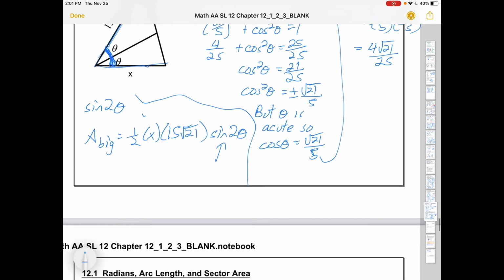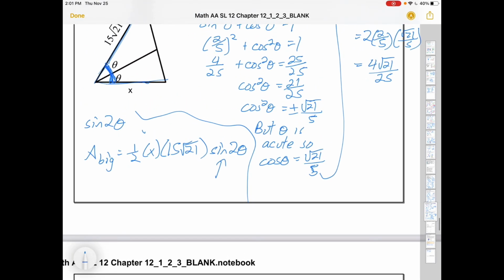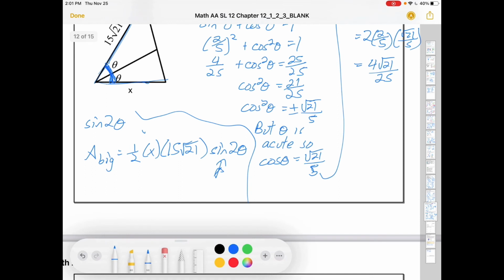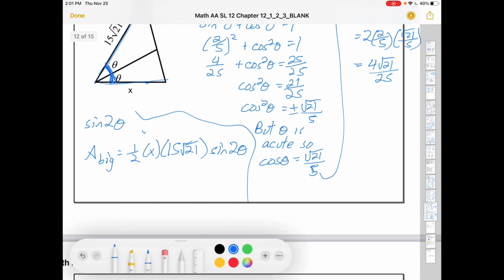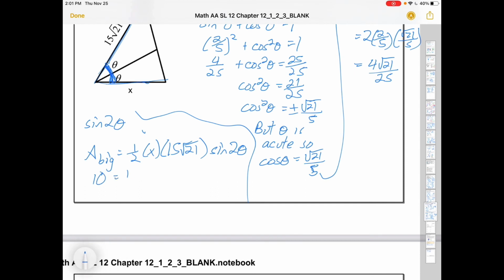Great. I'm going to have a hard time fitting this all in, but I'll do my best. I'm going to come back to it on the left here, where I had already set up the question. And now I can put more stuff in. I do know that the area is 10. It's going to be a half times x times 15 root 21 all over 4 root 21 over 25, because that's what sine of 2 theta is. We just found it up here.